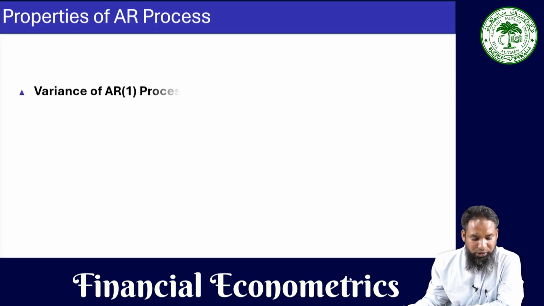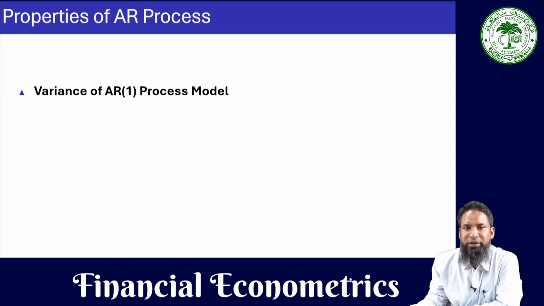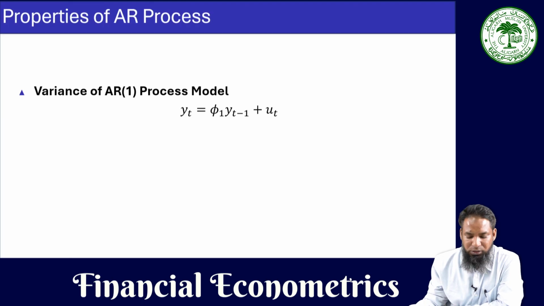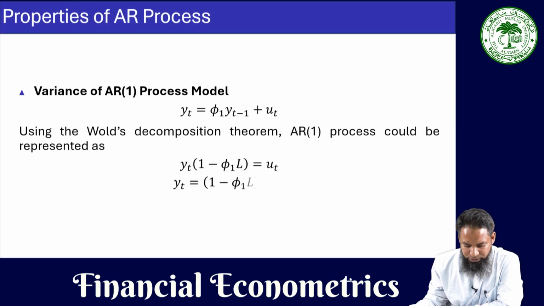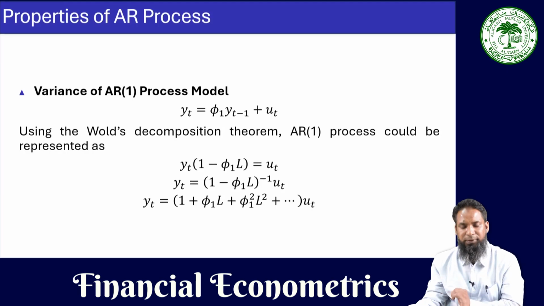Now let us calculate the second property, that is the variance of the AR1 process. So for the AR1 process, yt is equal to phi 1 into yt minus 1 plus ut. Using the Wold decomposition, this could be represented in this particular form here.